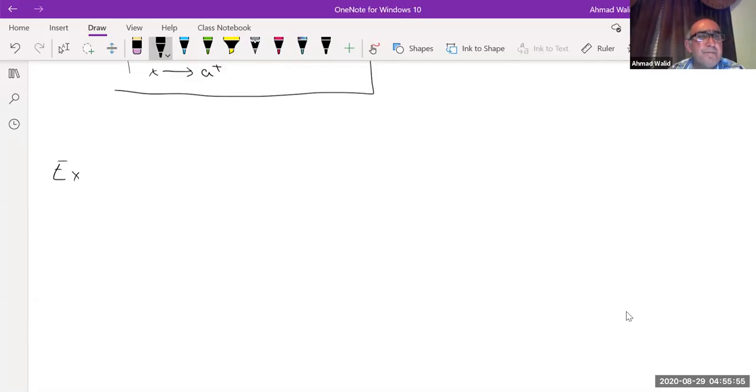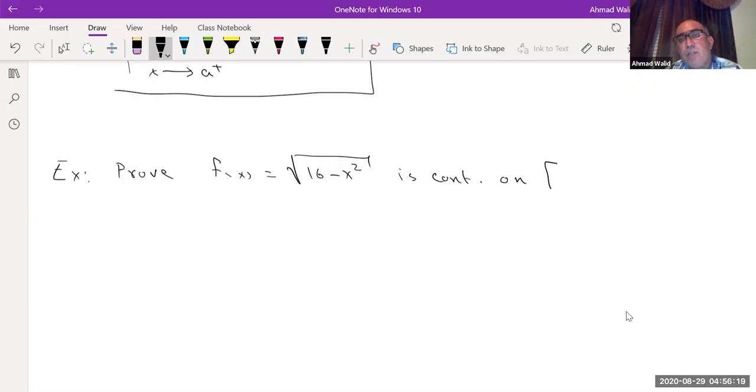Example: prove f of x equals the square root of 16 minus x squared is continuous on the closed interval of -4, 4. That means both sides you have a closed circle, correct? They're asking you to prove that this function is continuous in this closed interval.